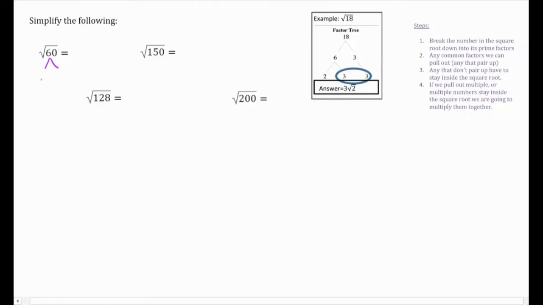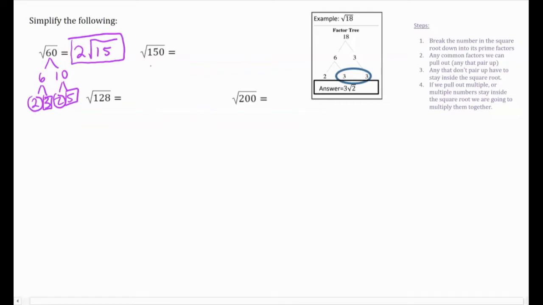So 60 becomes 6 times 10. Then I can break down 6 into 2 times 3. I can break down 10 into 5 and 2. And now, anytime I find a pair, because I'm taking the square root, I take one of these outside of the radical. Whatever is left, in this case a 3 and a 5, I have to multiply back together and it stays on the inside, because those can't be broken down anymore and I've got no pairs. So the square root of 60, simplified, is 2 root 15.